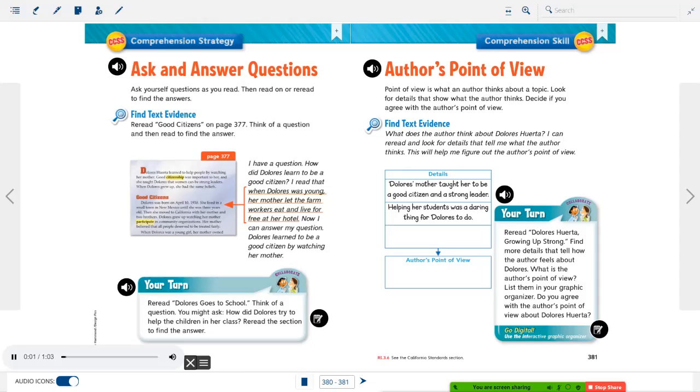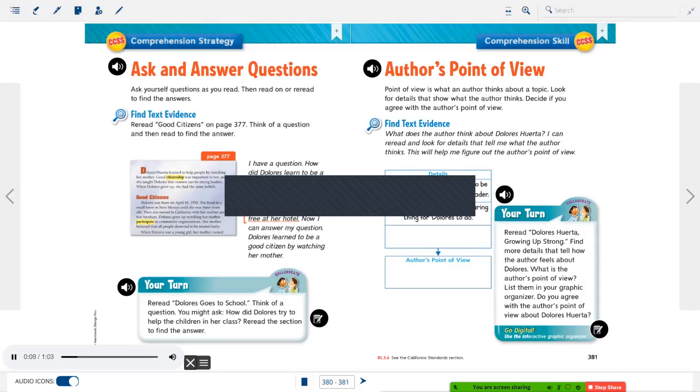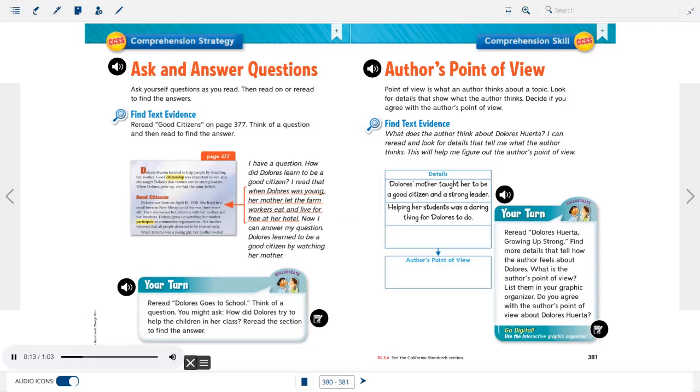Ask and answer questions. Ask yourself questions as you read. Then read on or reread to find the answers. Find text evidence. Reread Good Citizens on page 377. Think of a question and then read to find the answer.